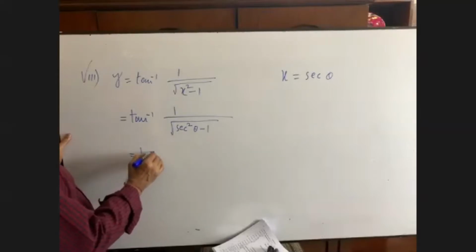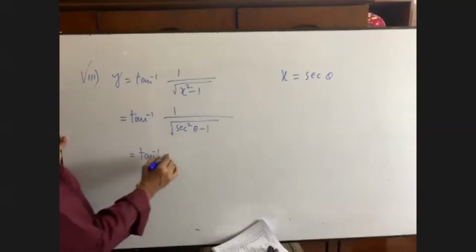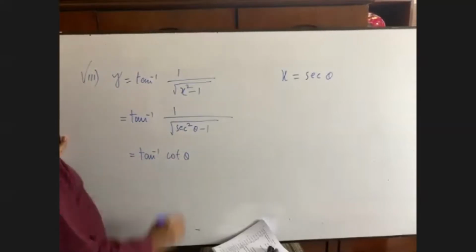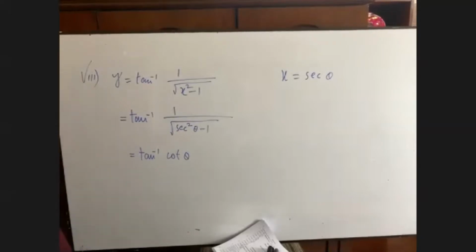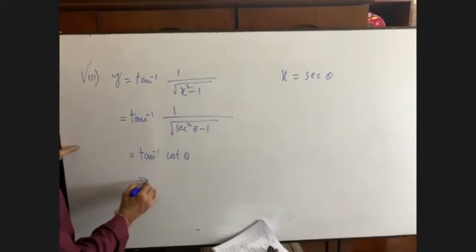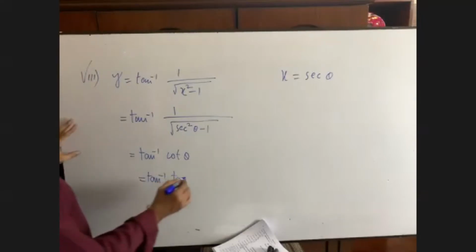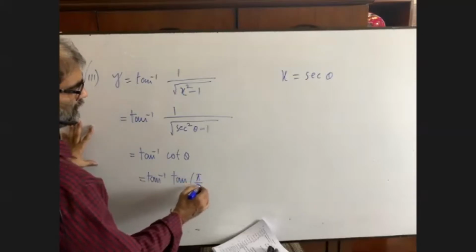Sec square theta minus 1 is equal to tan square theta, so root tan square theta means tan theta. 1 by tan theta equals cot theta. Now what is to do here? Who can tell me? I need tan. I don't have any other option. I need tan, so that is pi by 2 minus theta.